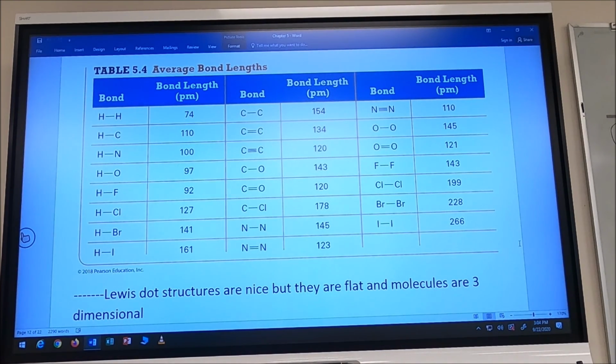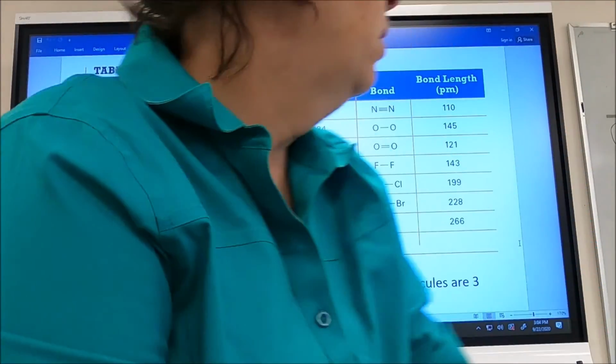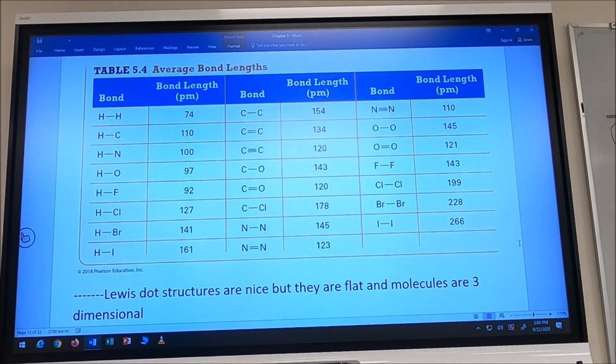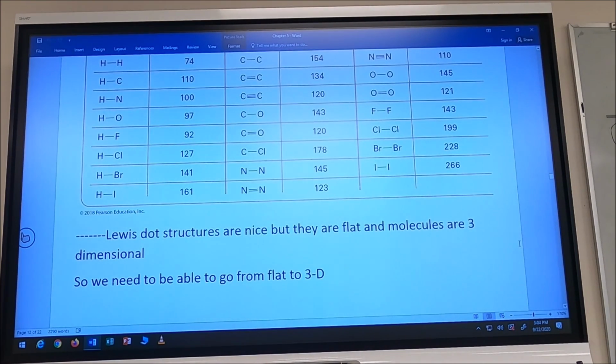Okay? So, we are now in a place to go to 3D, so this is a good place for us to stop.